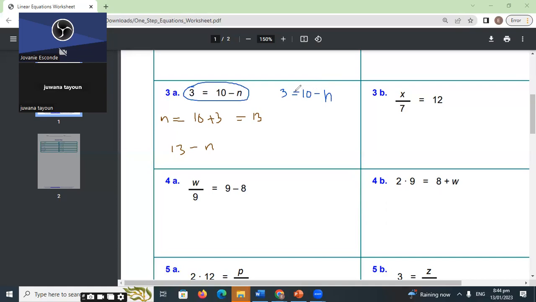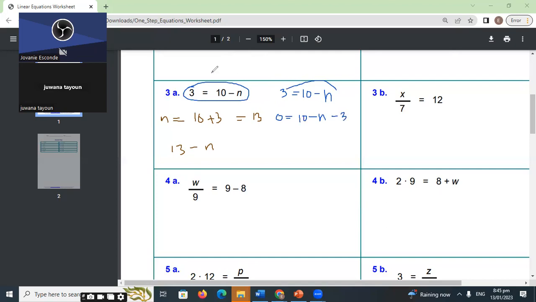Yes. So since 3 and 10 are the same terms, one of them should be transferred to the other side. So what number should be transferred? Is it 3 or 10? 3. Okay. If we transfer 3 to the other side, nothing remains here, right? So it becomes 0, and 10 minus n is minus 3.